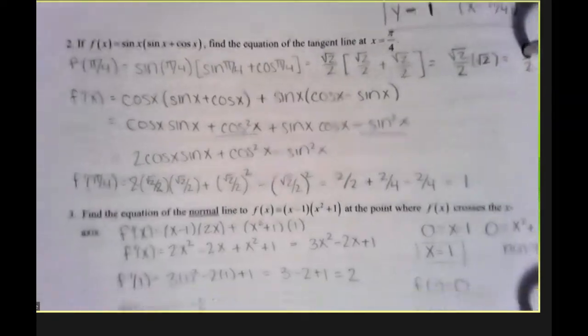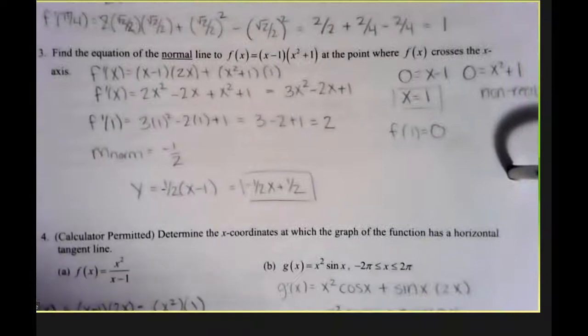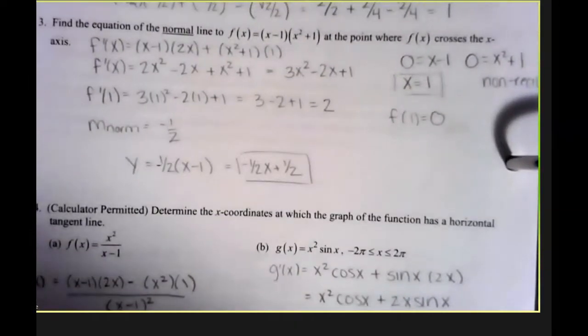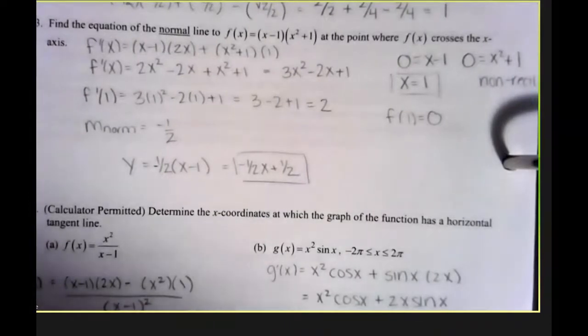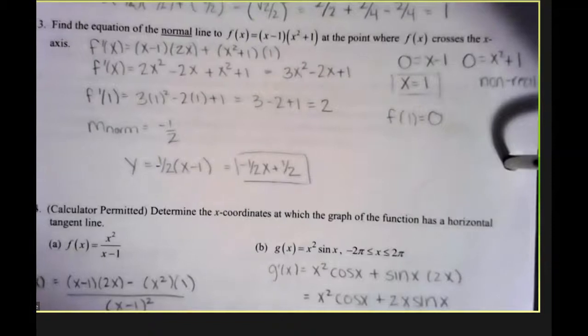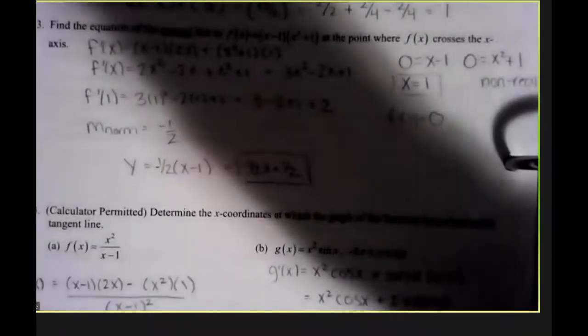The normal line is the line perpendicular to the tangent line, so our slope is going to be its opposite reciprocal. So whatever you get for your original slope, the slope of the normal will be its opposite reciprocal.